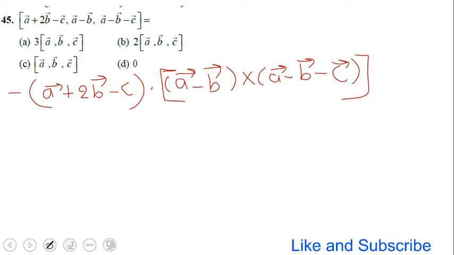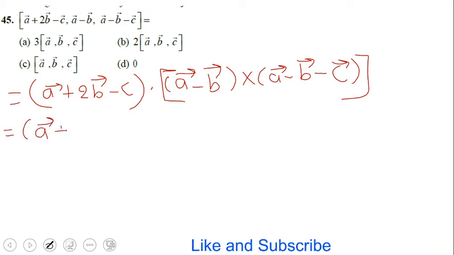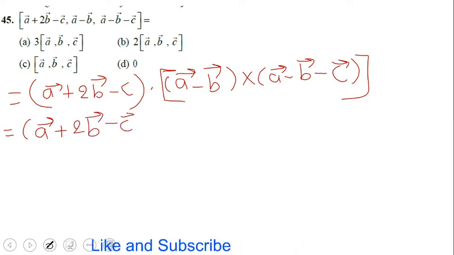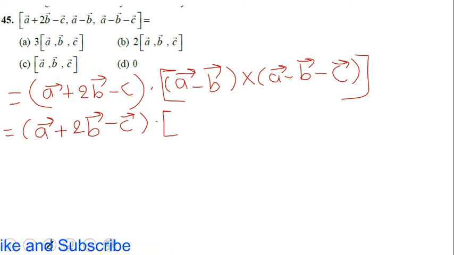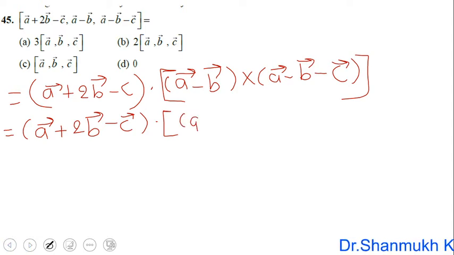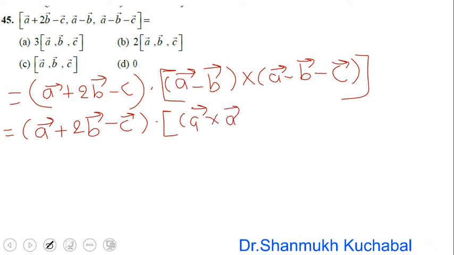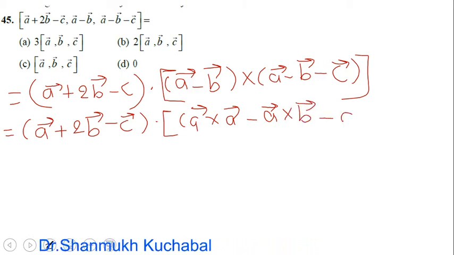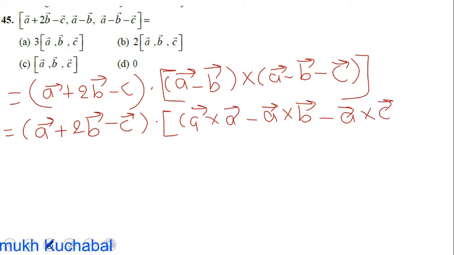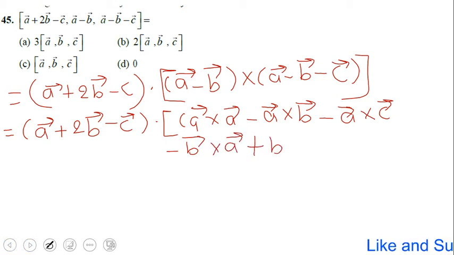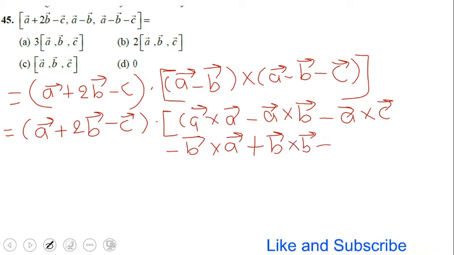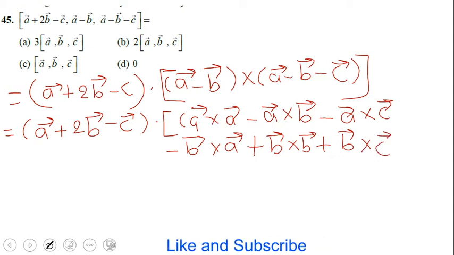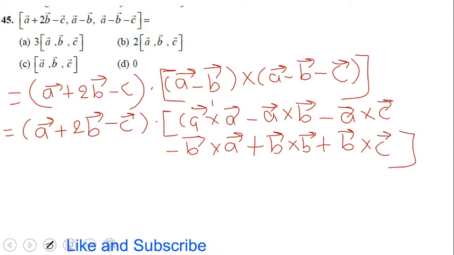So next this will be as it is, vector A plus 2B minus C. So further vector A is multiplied with all the elements here, so we get this as vector A cross vector A minus vector A cross vector B. Next vector A cross vector C minus vector B cross vector A plus vector B cross vector B plus vector B cross vector C.